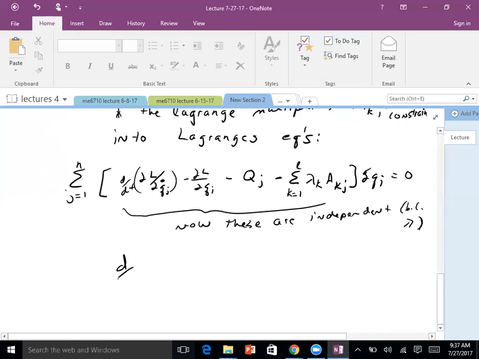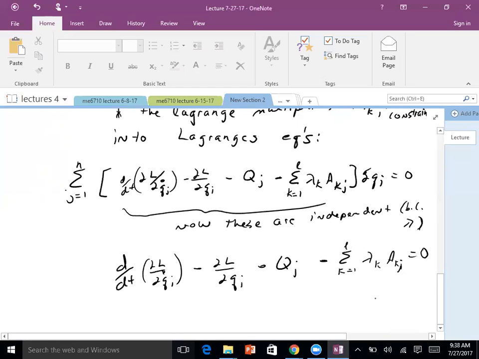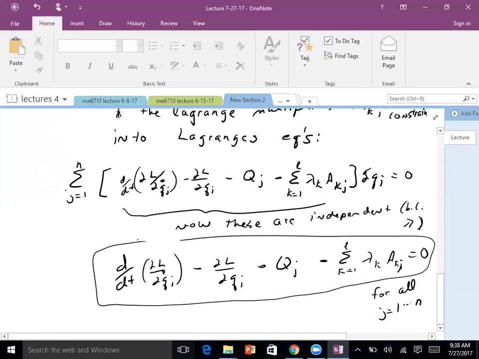And so we simply write Lagrange's equations this way. The d/dt of the partial of Lagrange with respect to q_j dot, minus the partial of Lagrange with respect to q_j, minus capital Q_j, minus this sum for k equal 1 to L, lambda_k A_kj equals 0. We do that for all j. So we just get Lagrange from before, plus this one extra term, the lambda times the A.